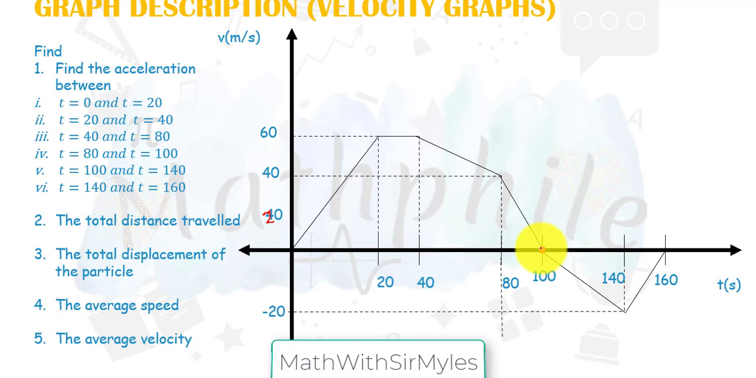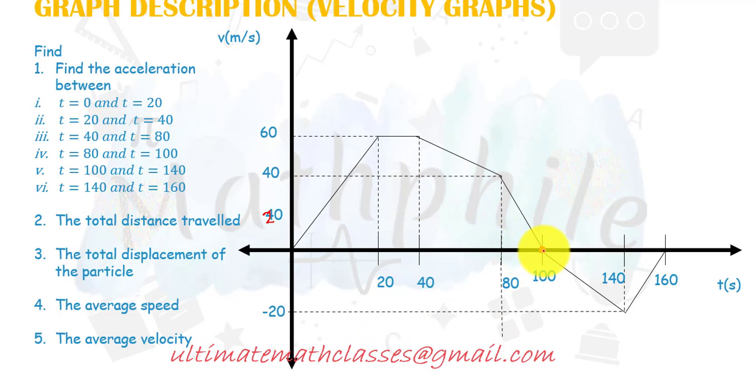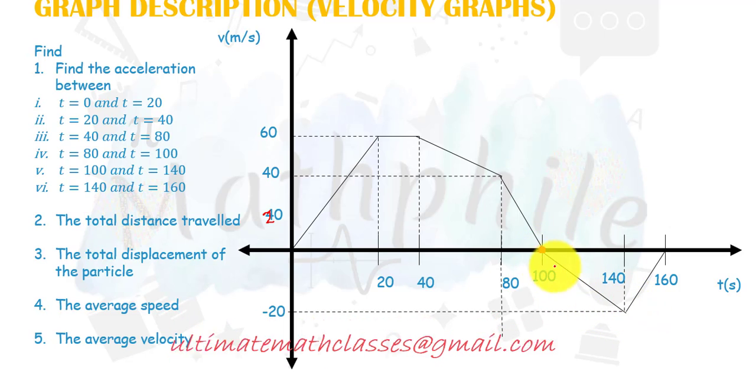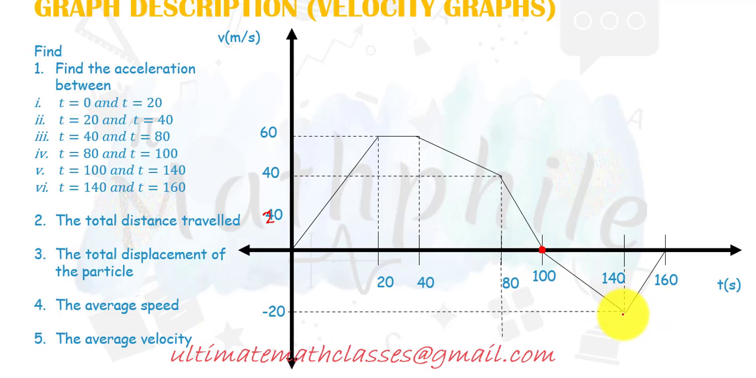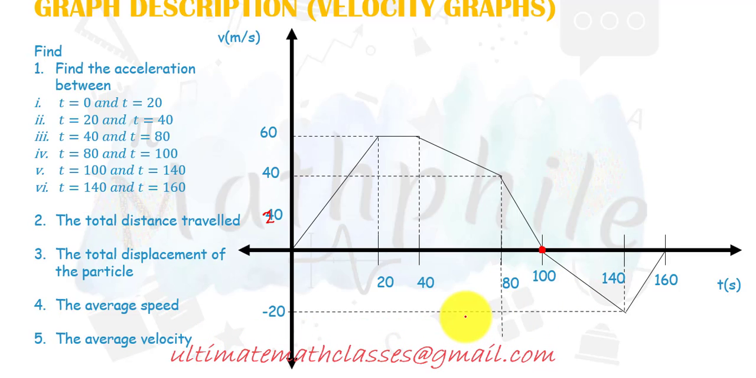Then this one is 0.5 meters per second squared. So after it stopped, what did the particle do? It's accelerating in the opposite direction. Yeah, it's accelerating in the opposite direction. And what's the acceleration? That's 0.5 meters per second squared.